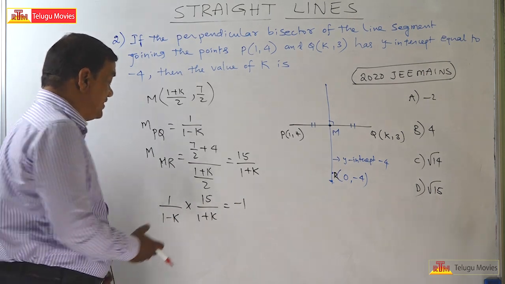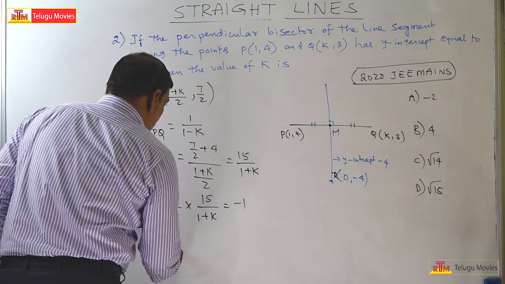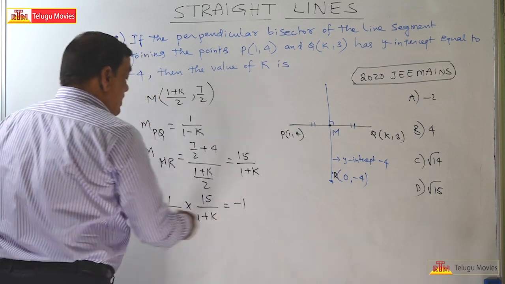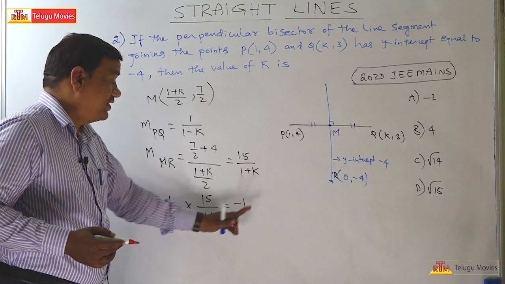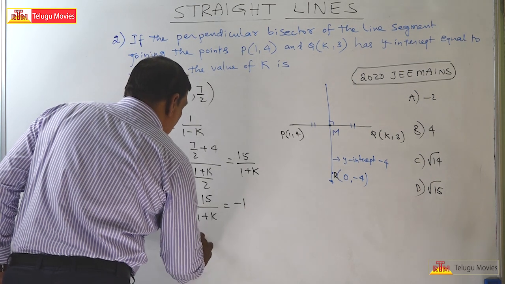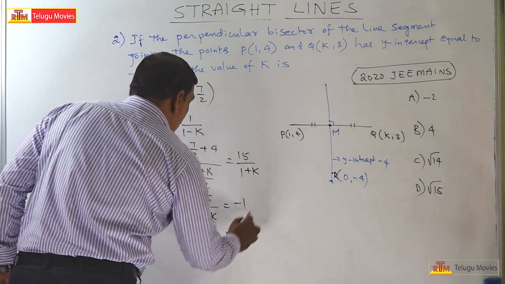If you multiply this by cross multiplication, (1 minus k) into (1 plus k) gives 1 minus k square, and since there is a minus sign, therefore k square minus 1 is equal to 15.